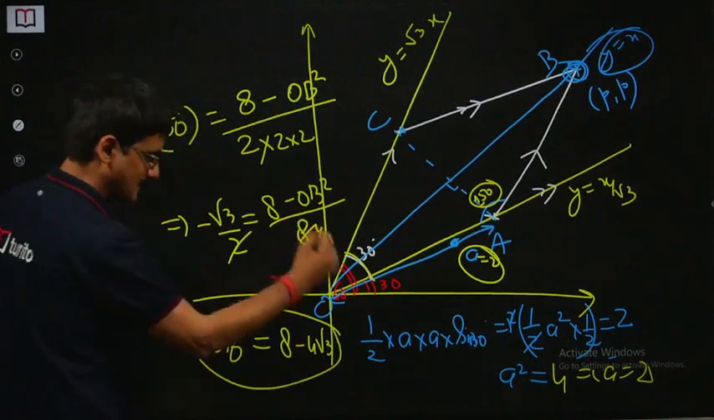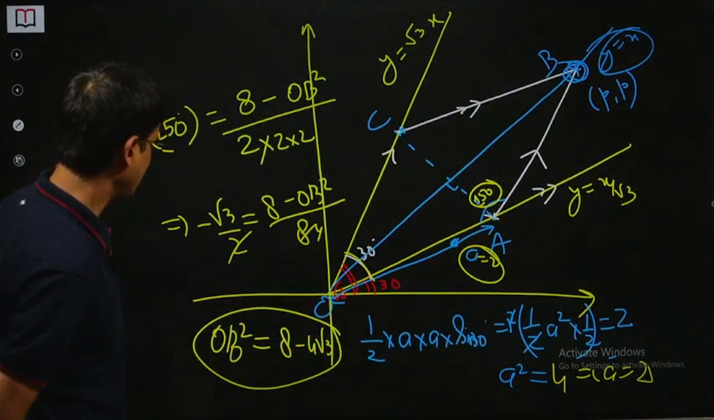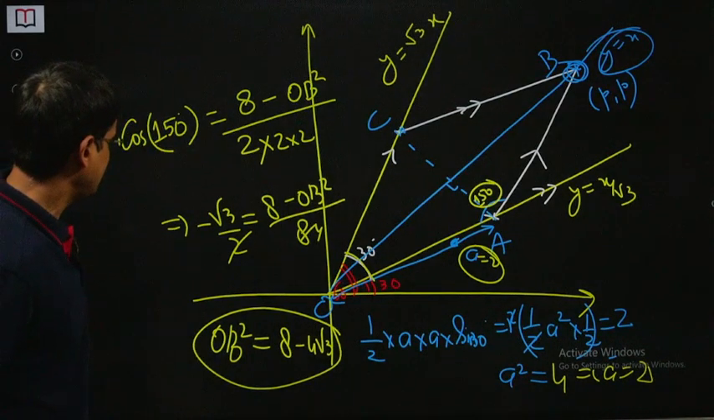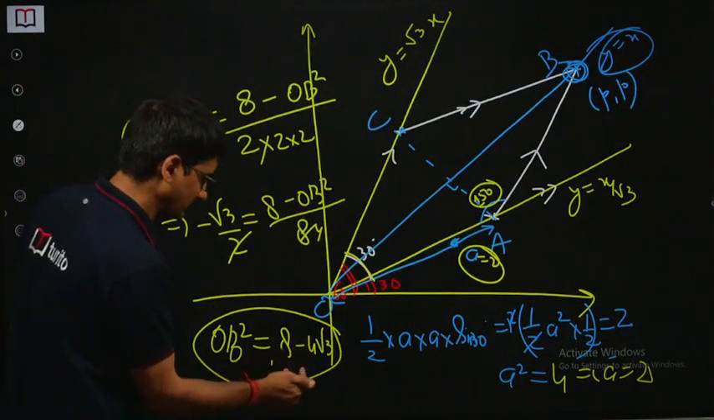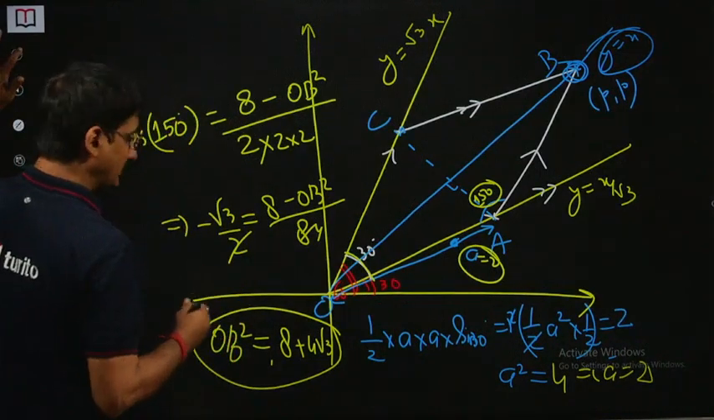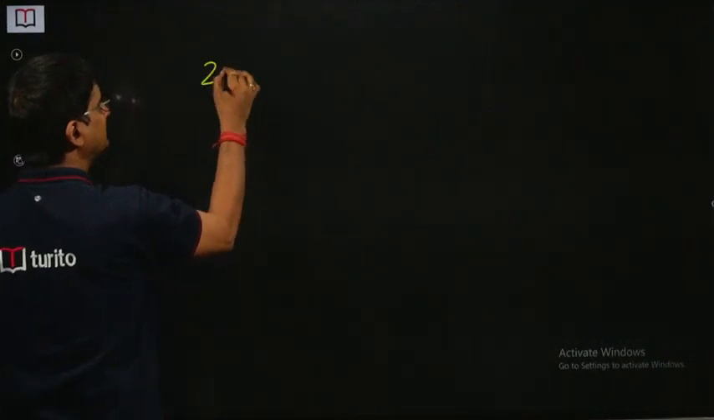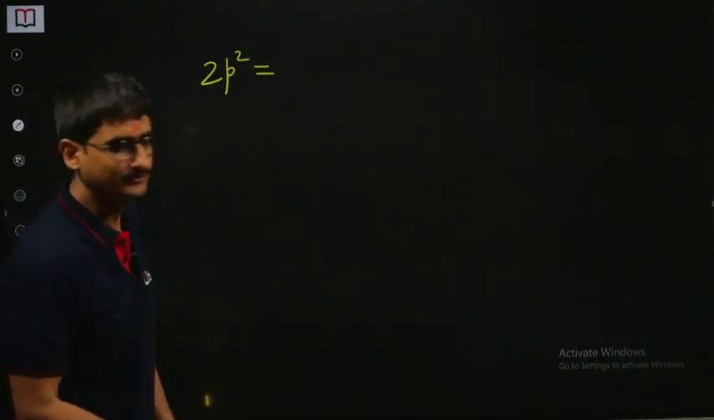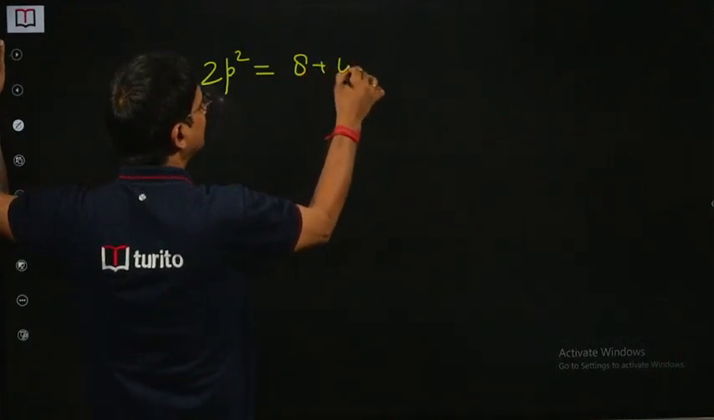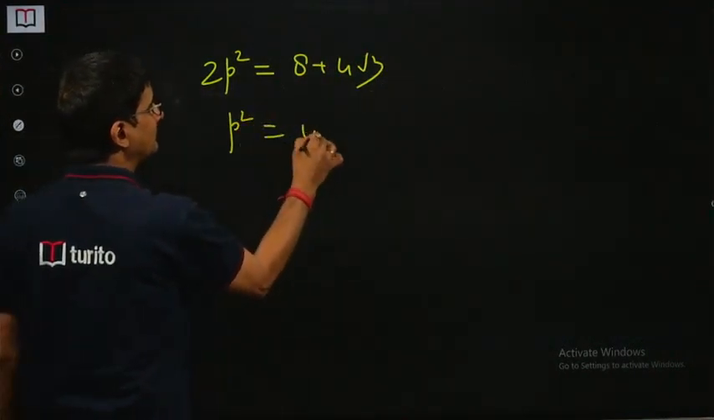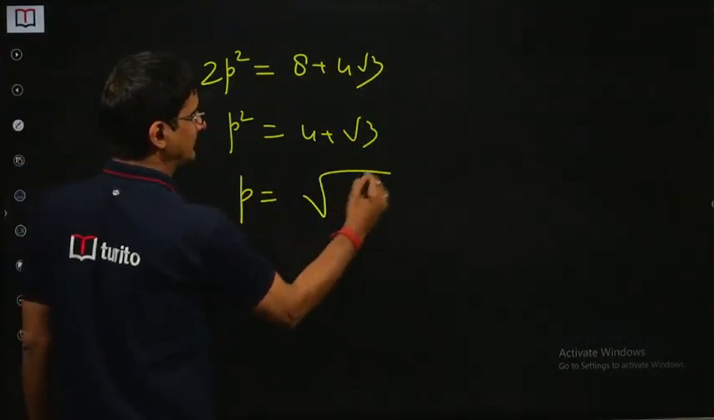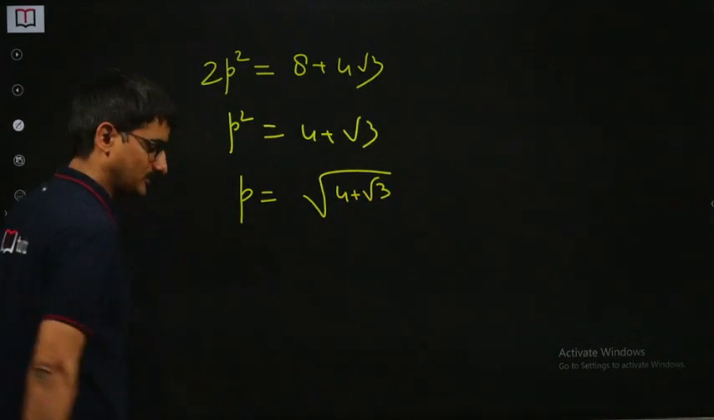Oh my god. Okay. Just a minute. 8 plus 4 root 3. This is minus. Right. 8 plus 4 root 3. So now OB square is nothing but 2p square, P square plus p square. So 2p square, and we need p, don't forget. So it's 8 plus 4 root 3. So p square is 4 plus 2 root 3, and p is under root of 4 plus 2 root 3.